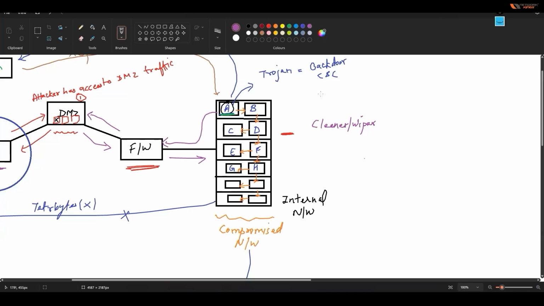So what will happen? All the files that are present in your C drive path will be completely deleted. Okay. So this is one malware.